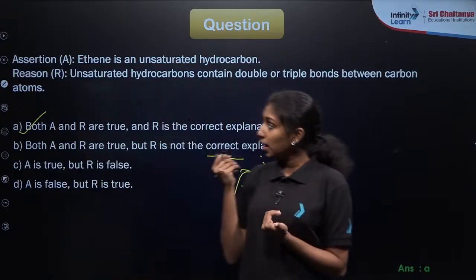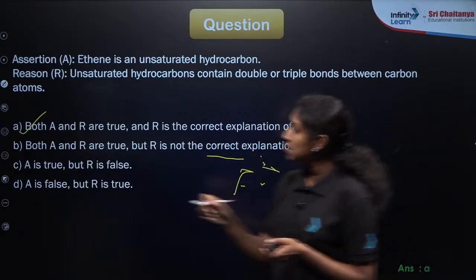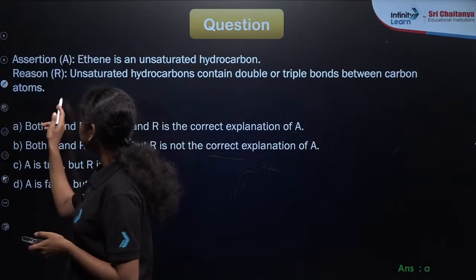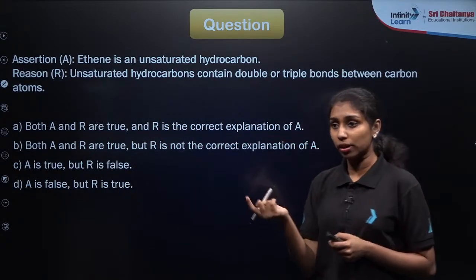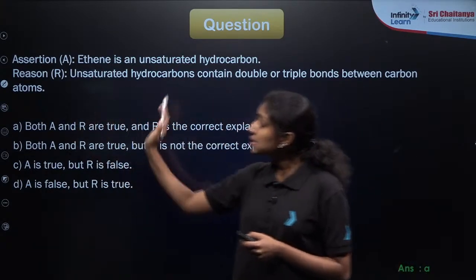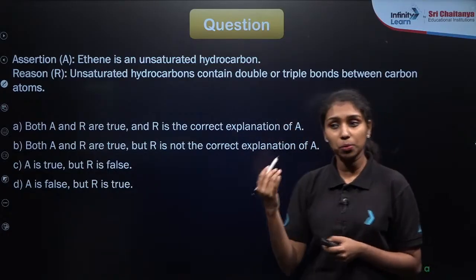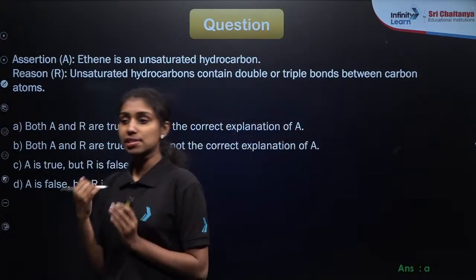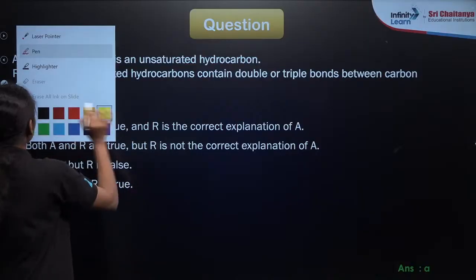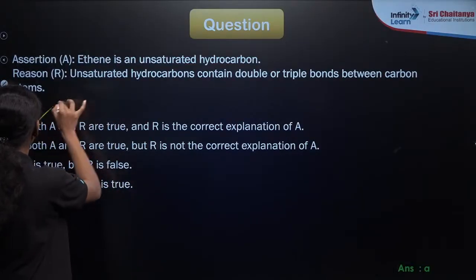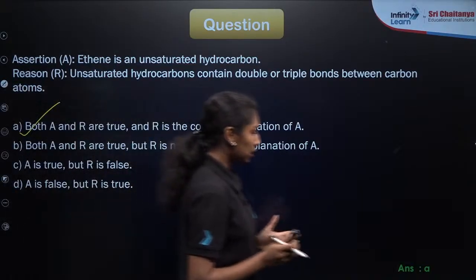Clear? So here ethene is an example of unsaturated hydrocarbon which contain double bond, right? So the reason is given that unsaturated hydrocarbons contain either double bond or triple bond. So both the assertion and reason are true, and it is the correct explanation. Okay, I hope you understand.